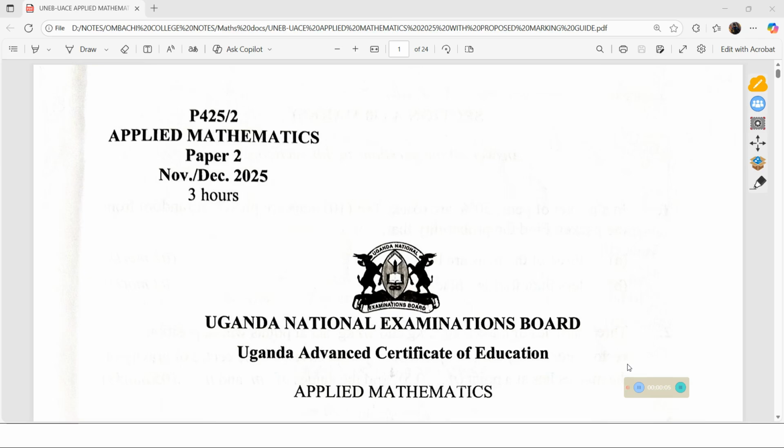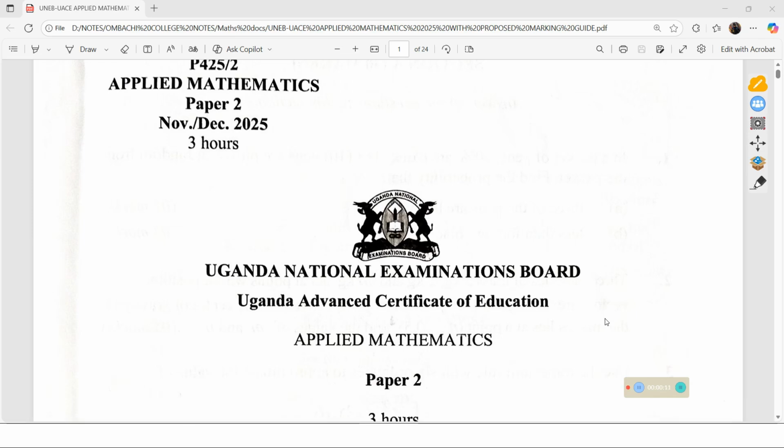In our today's session, I will be taking you through Applied Mathematics, UNEB 2025 with its proposed marking guide.